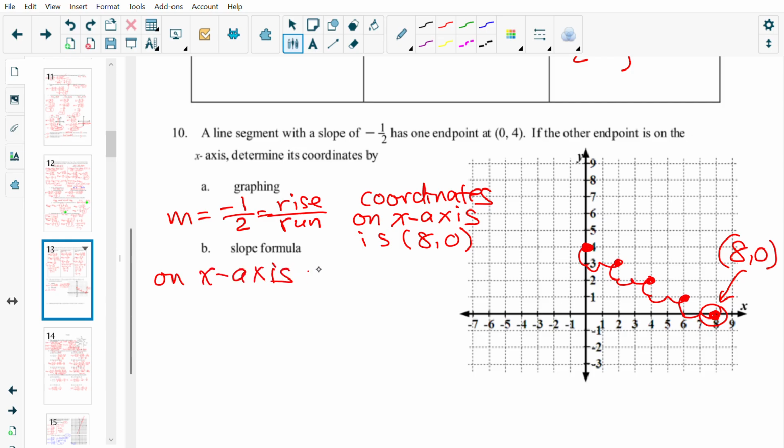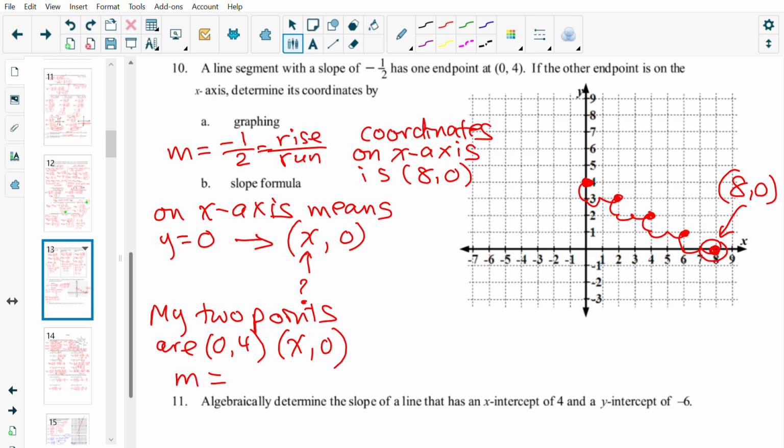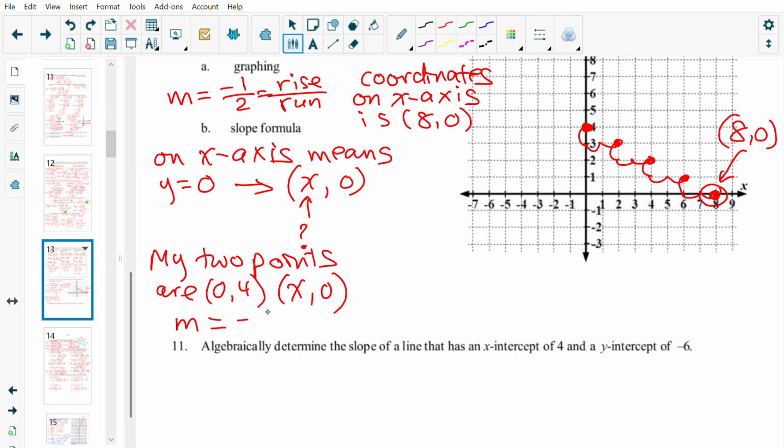On the x-axis means y equals 0. So my coordinates can be represented as x, 0. But what is this x value? So my 2 points are, well, 0, 4 and x, 0. And we know that the slope is, yeah, they gave it to us, negative 1/2.